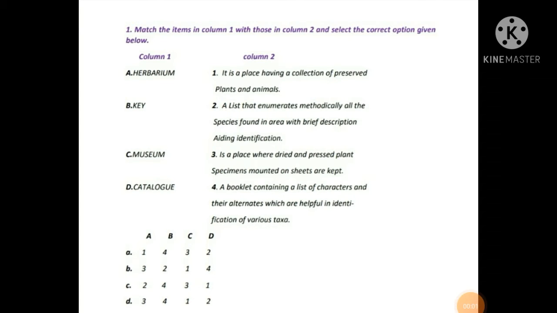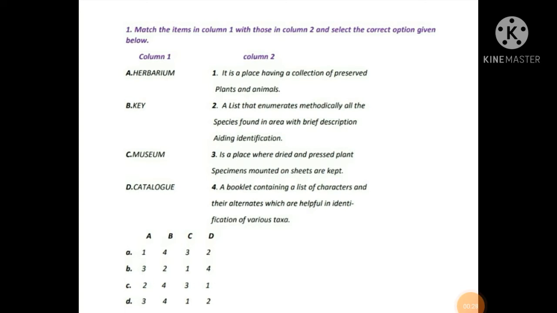So the first question: match the items in column 1 with those in column 2 and select the correct option given below. Column 1: A herbarium, B key, C museum, D catalog. In column 2, the first option is a place having a collection of preserved plants and animals. Option 2 is a list that enumerates methodically all the species found in an area with brief description aiding identification.